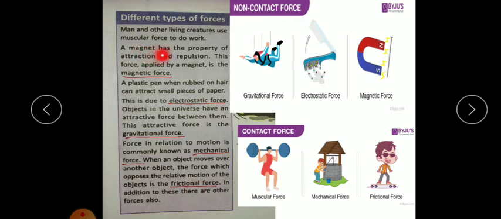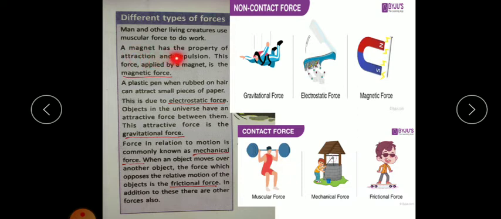So what is muscular force? Man and other living creatures use muscular force to do work. The force applied by a person or a living creature is called muscular force. So in order to lift heavier objects, we use muscular force.